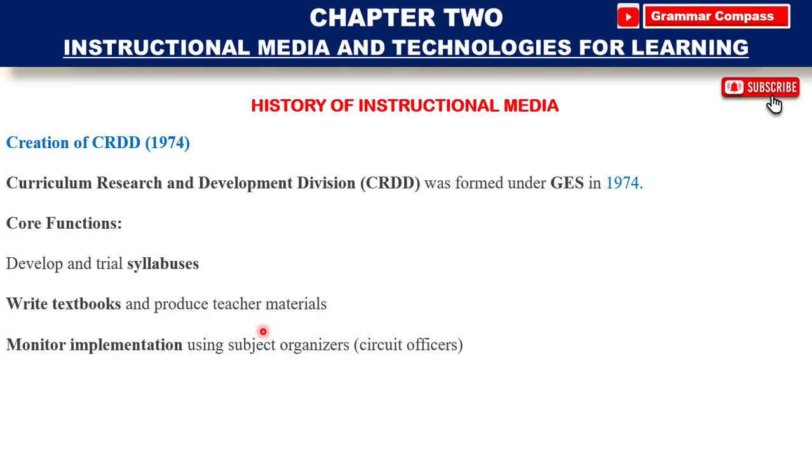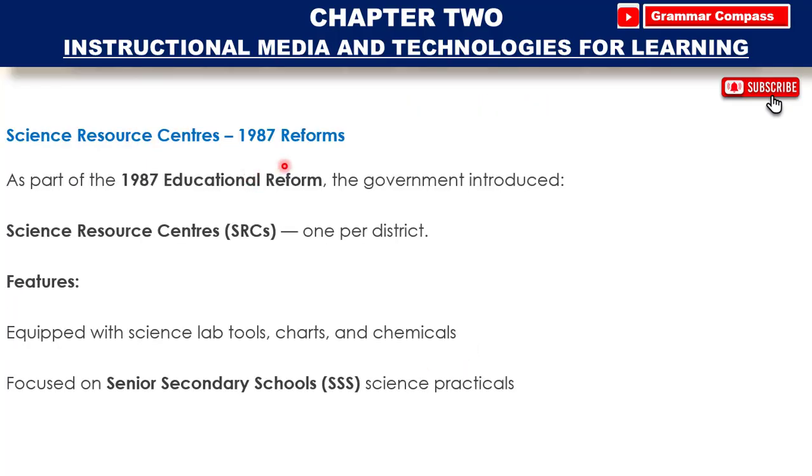So these people managed how the curriculum and materials were being implemented and offered guidance to teachers who needed support. Just after creating the CRDD, there came the establishment of Science Resource Centers in 1987. So this time in 1987, during one of the country's most significant education reform periods, as part of the reforms, the government introduced something called Science Resource Centers, SRCs for short.